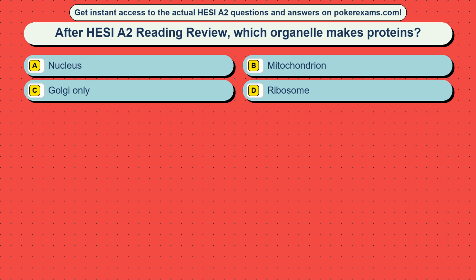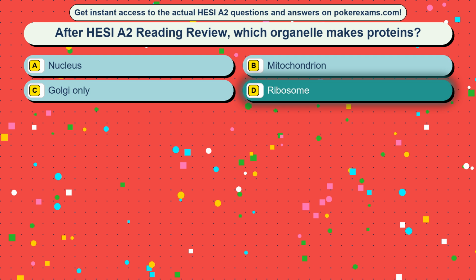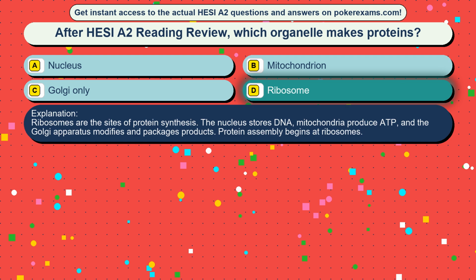Question 6. After HESI A2 Reading Review, which organelle makes proteins? Option A, nucleus. Option B, mitochondrion. Option C, Golgi only. Option D, ribosome. The correct answer is option D, ribosome. Ribosomes are the sites of protein synthesis. The nucleus stores DNA, mitochondria produce ATP, and the Golgi apparatus modifies and packages products. Protein assembly begins at ribosomes.